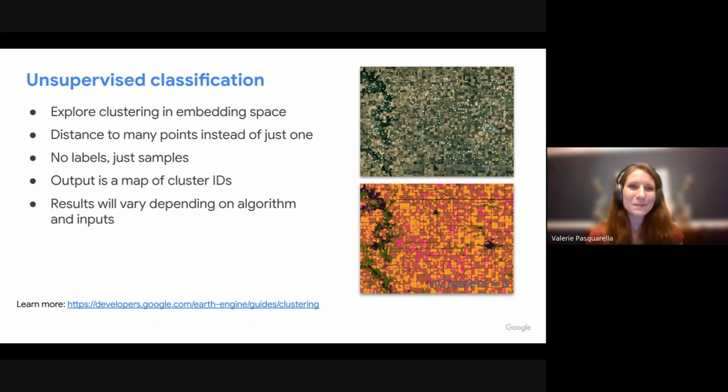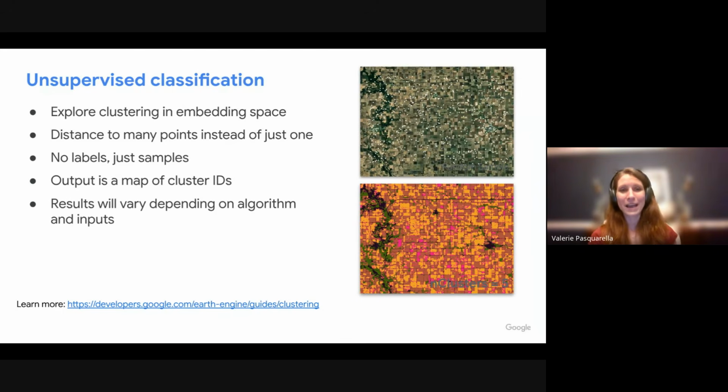Couple more examples, moving right along here. So imagine instead of just a single point and you want to find what's similar to that, imagine you have multiple points or you want to understand some of the underlying structure in embedding space. Unsupervised classification approaches, so clustering works really well, and embedding space was designed for that.